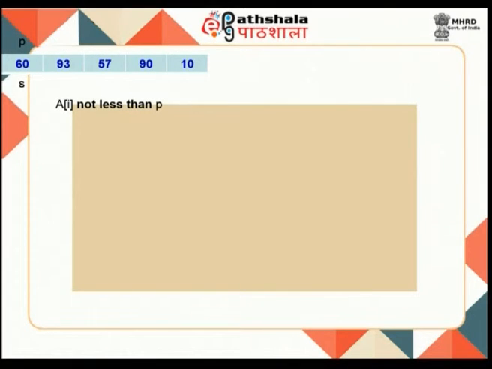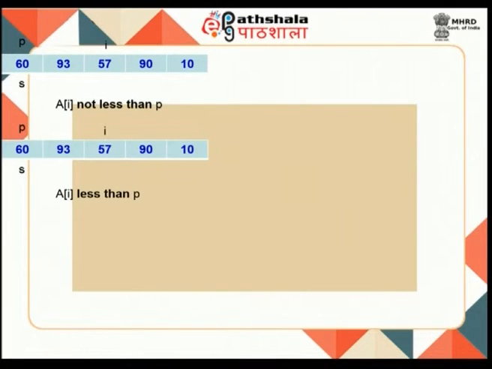Now you can see I is incremented to 57, and you can observe that A of I is lesser than the pivot element. That means the pointer S is incremented to the next element. Now I am swapping these, so the list becomes something like this. Again the process is repeated. A of I is not lesser than your pivotal element, so you just increment I.